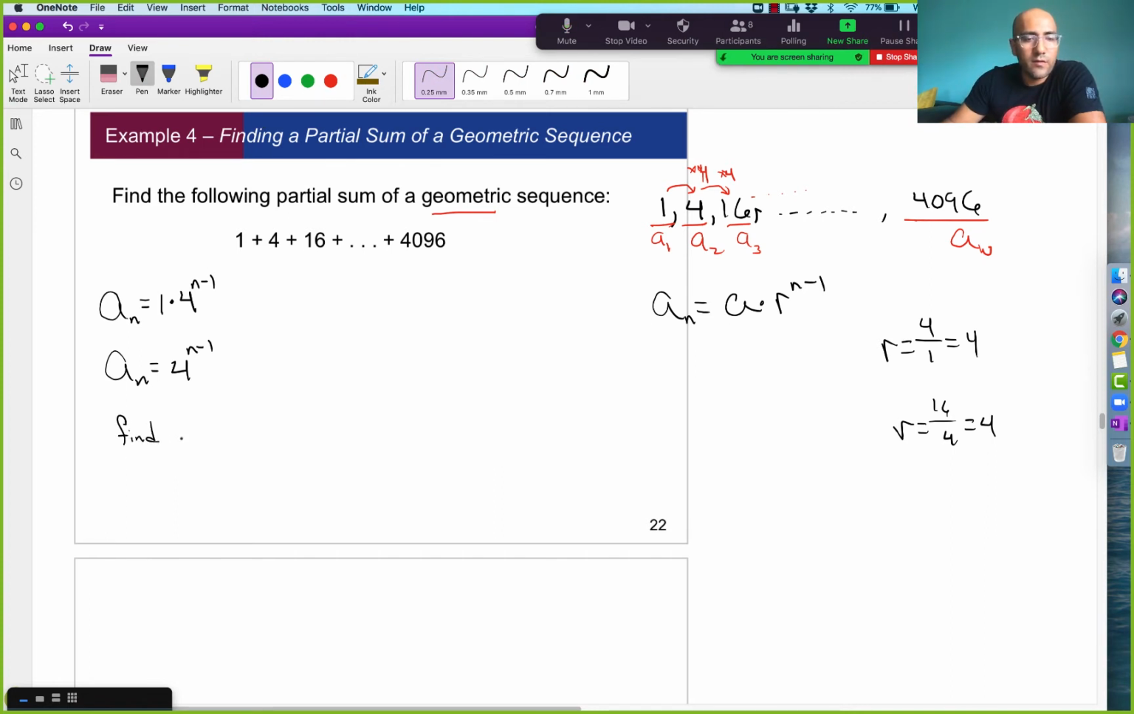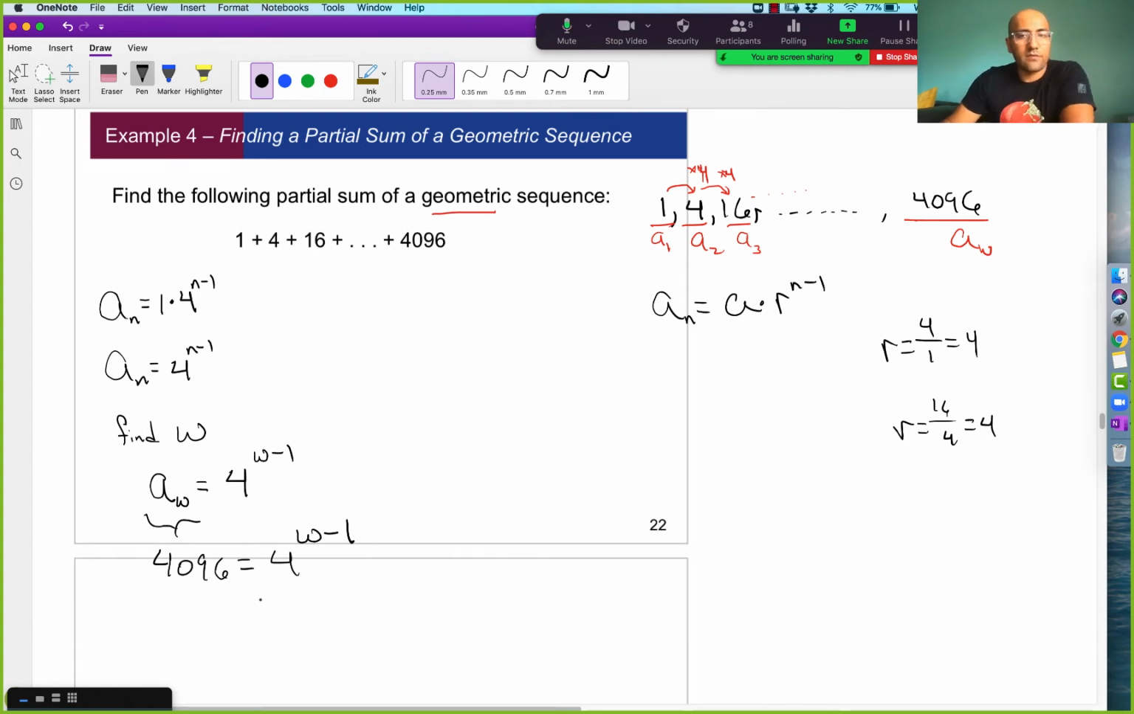Find w such that a sub w equals 4 to the w minus 1 power. And we know that in this case, this thing is 4096. So find w such that 4096 equals 4 to the power of w minus 1. Okay, so how can we solve this?